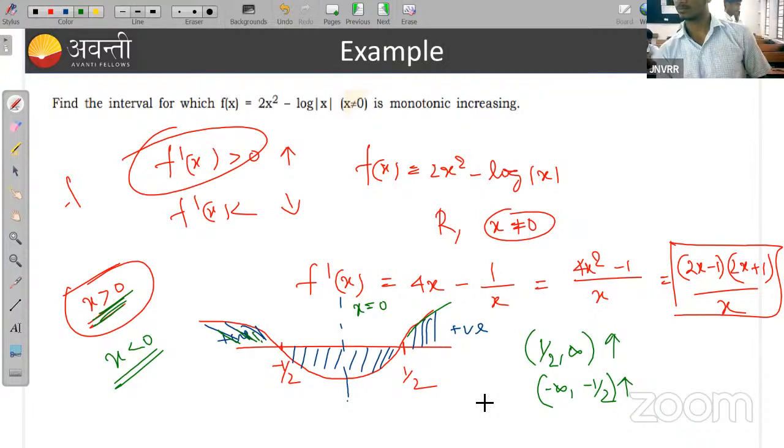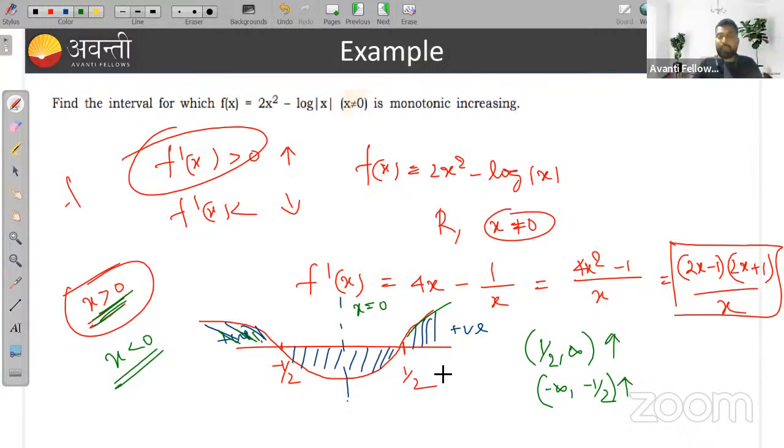Let's see here. Suppose we are taking x less than 0. That means denominator is negative. So for the function to be increasing, numerator must be negative. So we need the negative region for the function to be positive. The denominator is already negative, we know, and for the numerator to be negative, it should be minus 1 by 2 to 0. So what will my final answer be?